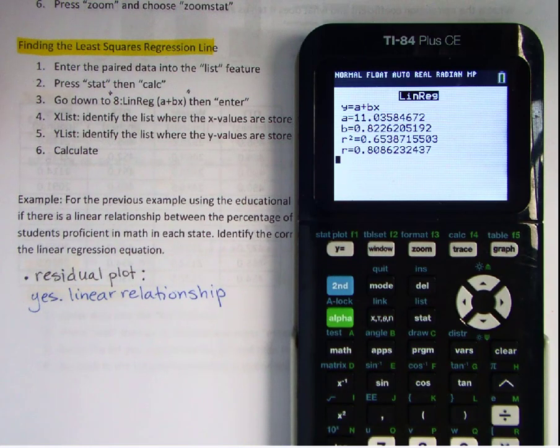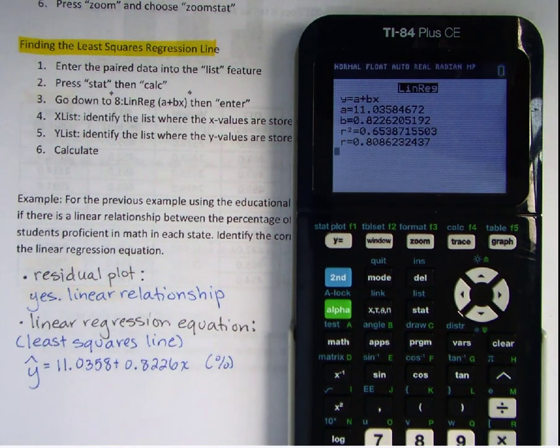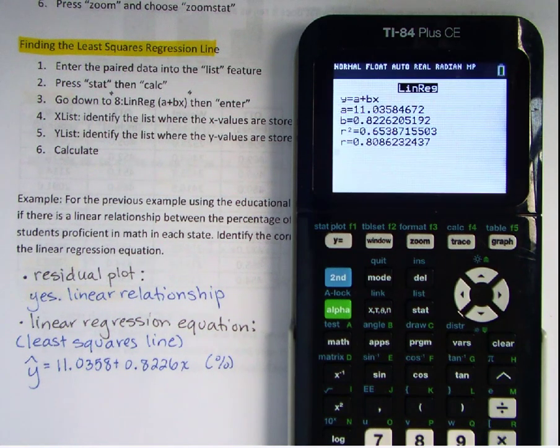First, we have our form of our linear equation. The linear regression equation is the same as our least squares regression line. This is y hat equals 11.0358 plus 0.8226x in percent. Again, remember your rounding rules for a and b are 4 decimals, and you must also record a unit.